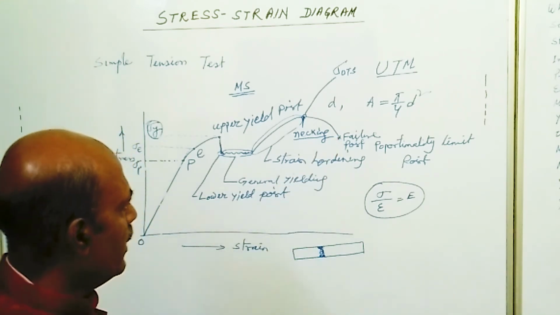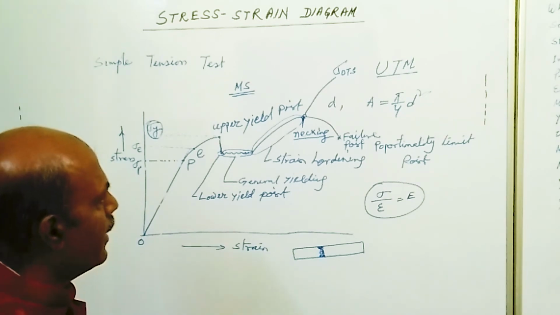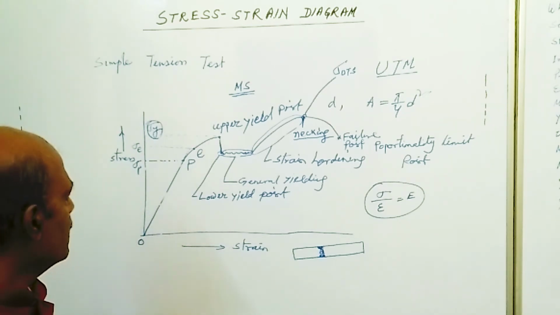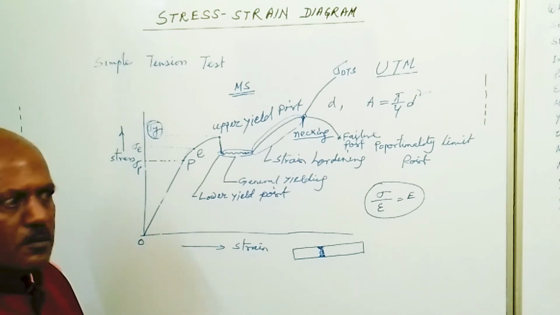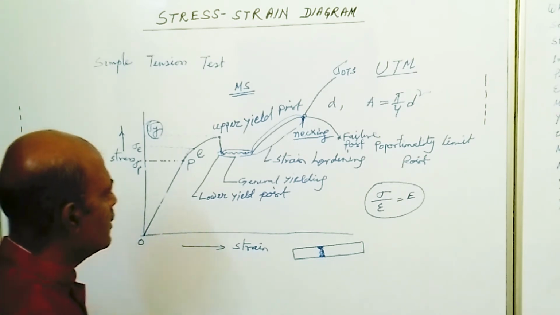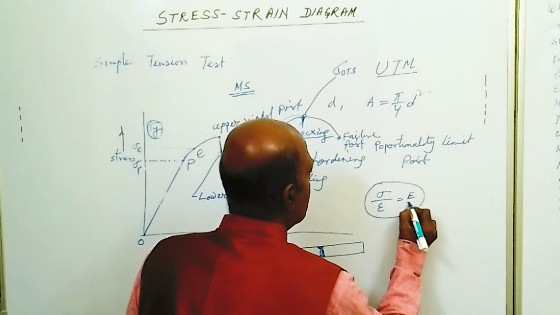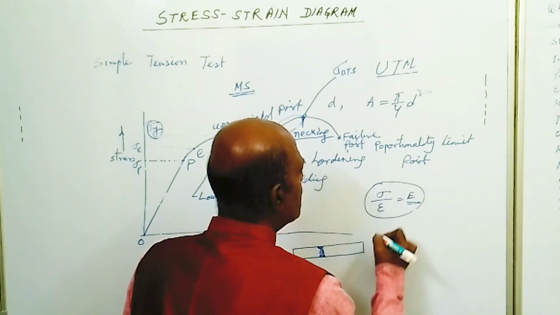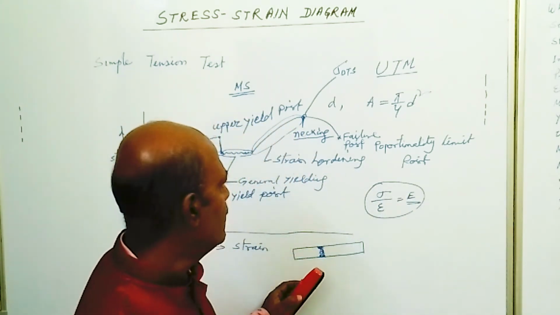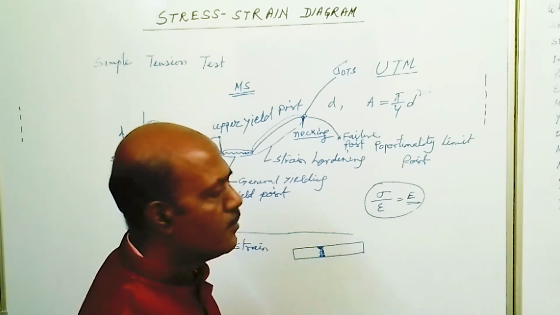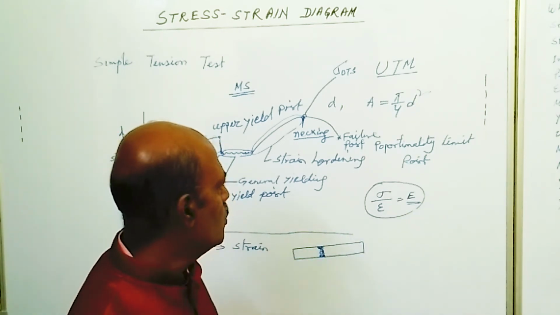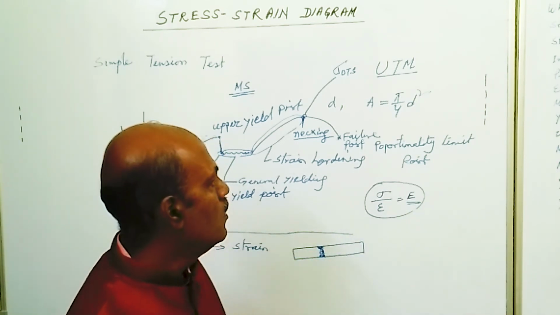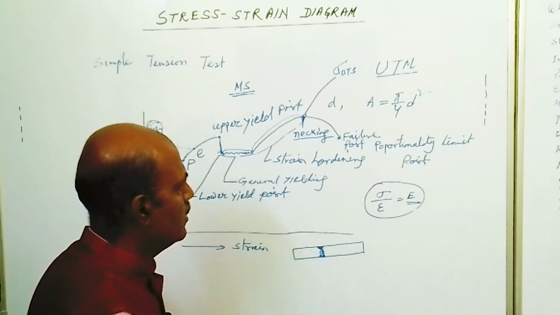So we have seen here some important points like proportional limit, elastic limit, modulus of elasticity. What is modulus of elasticity? This is the modulus of elasticity. It is the ratio of stress to strain within elastic limit. The ratio of stress to strain is called Young's modulus of elasticity.